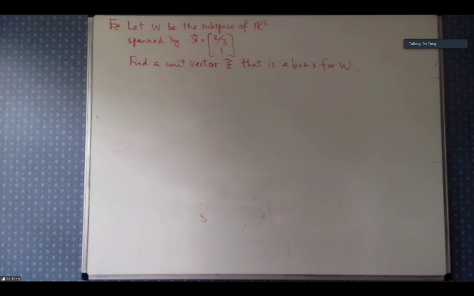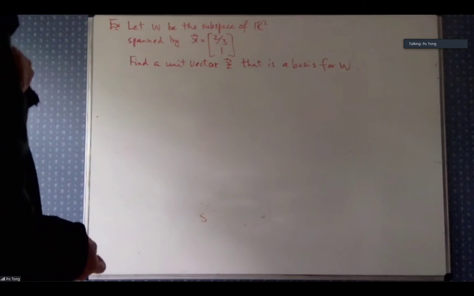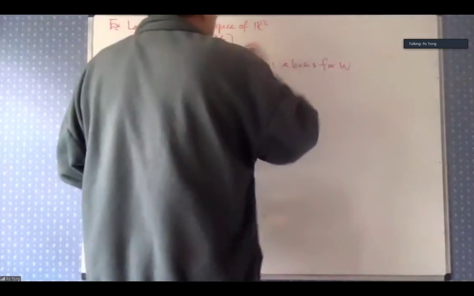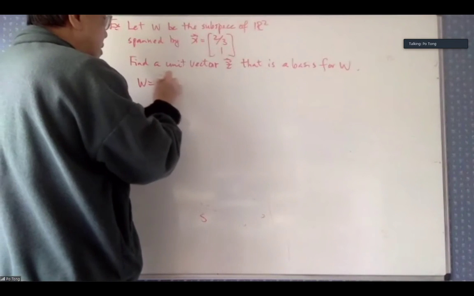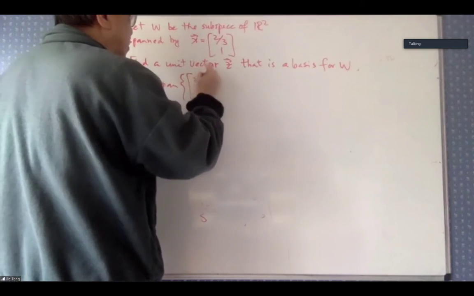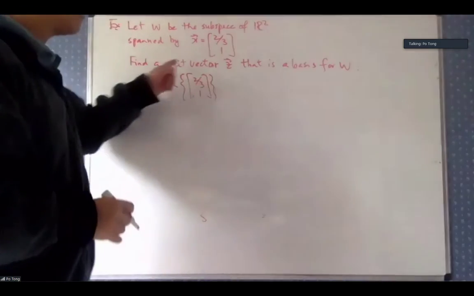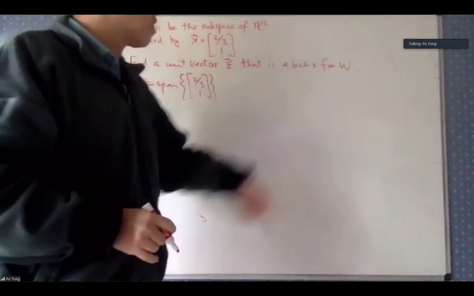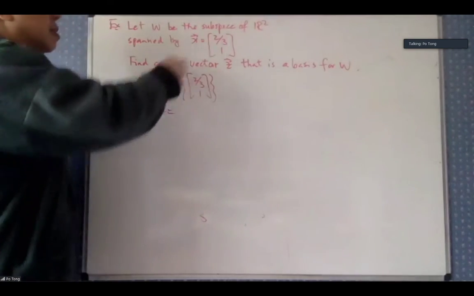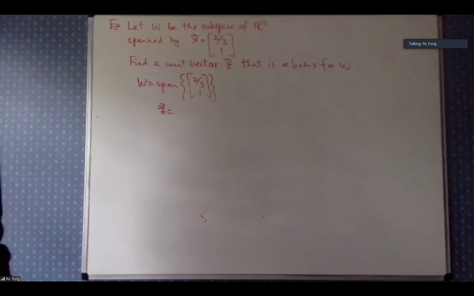Okay, so how do we do this problem? You just need to understand the terminology. It's pretty simple. W is spanned by this vector x. You want to find a unit vector z that is a basis for W. So z is a basis for W. This is just really a straight line, right? It's spanned by one vector.